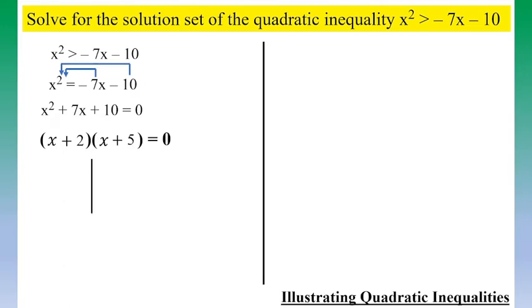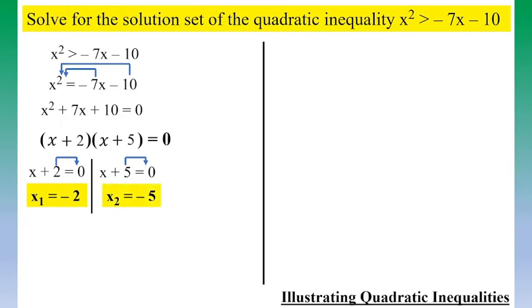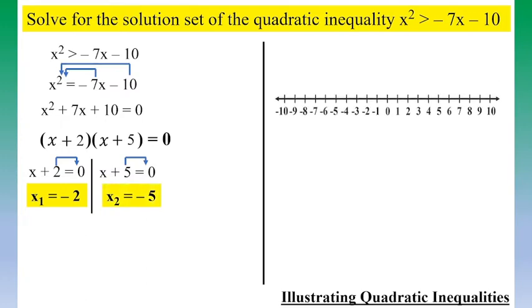Then we need to get our x1 and x2 using the zero product property. So we're going to equate both factors to 0. So x plus 2 is equal to 0 and x plus 5 is equal to 0. We're going to get the value of x1 is negative 2 and x2 is equal to negative 5. Since we already have the two points, we're going to plot them on our number line.